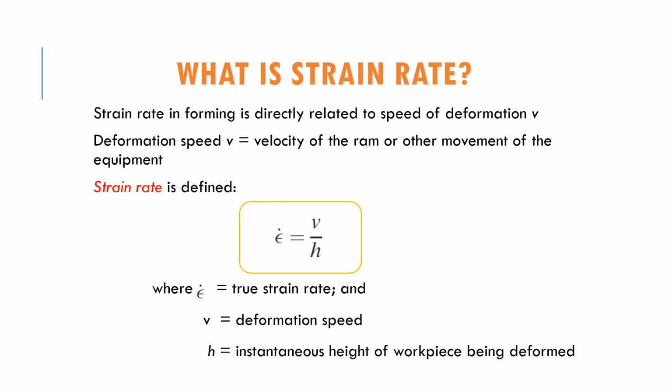Strain rate in forming is directly related to the speed of deformation V, and the deformation speed V is usually the velocity of the ram. The strain rate is calculated using V over h, where h is the instantaneous height of the workpiece being deformed at a certain condition. This strain rate is actually related to the force acting on the work material when it is being pushed. That's why it is very much related to the velocity and also the height of the work material.